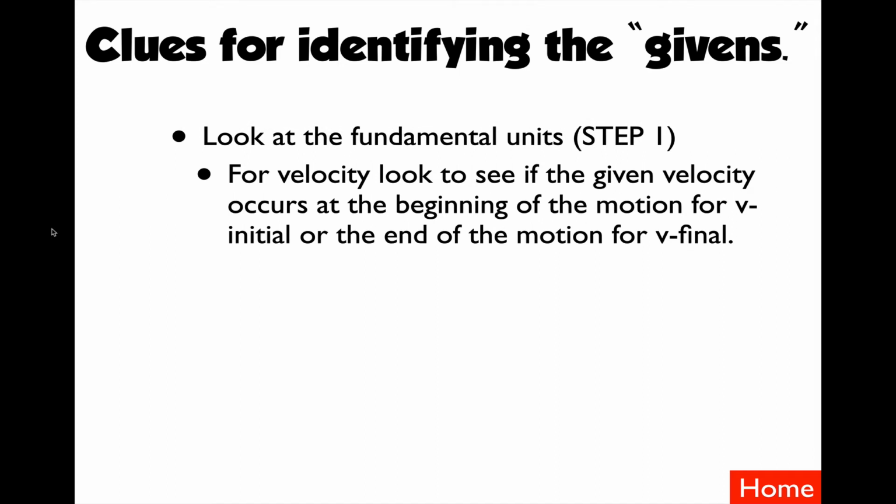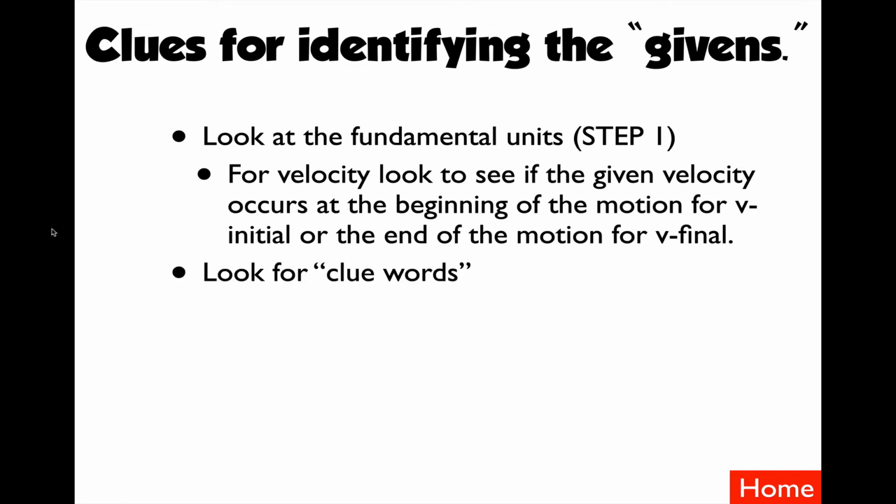Now let's look for other clues for identifying the givens. For the velocity, we're going to see if the given velocity occurs at the beginning of the story or the end of the story, and that's going to help us decide if it's v naught or v. V naught is the beginning of the story, and v by itself is the end of the story. And the story is the motion itself. So our story is defined by whatever's moving in time, the start and the finish.